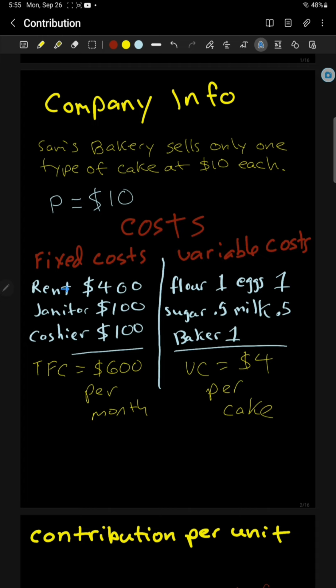Fixed costs are the things that normally don't change. You pay the same thing every month. So rent, $400, you have a janitor you're paying $100 to, and a cashier another $100. So total fixed cost is $600 per month.